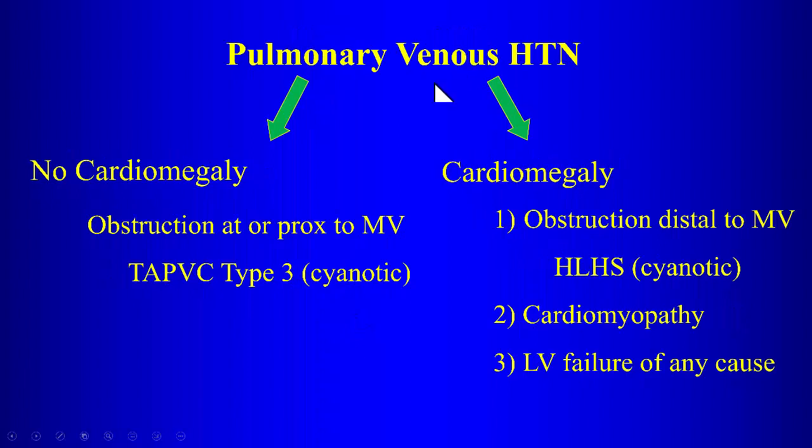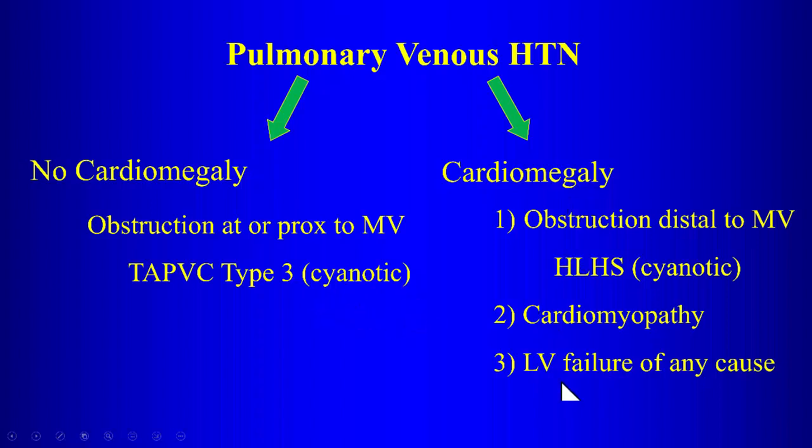If we have pulmonary venous hypertension, no cardiomegaly, obstruction at or proximal to the mitral valve. Make sure you can recognize total anomalous pulmonary venous return type 3. This gives you failure with normal heart size. The pulmonary vein is draining below the diaphragm. These patients will be cyanotic.